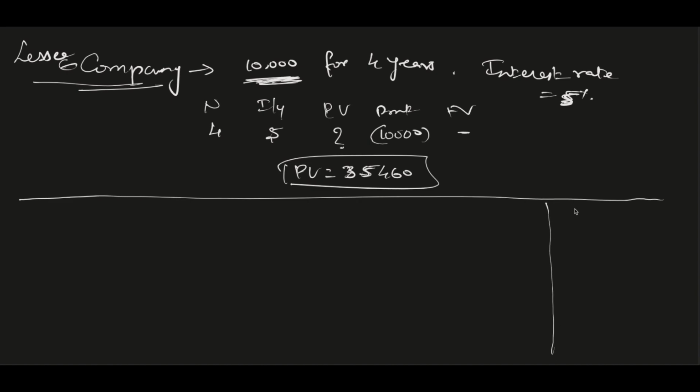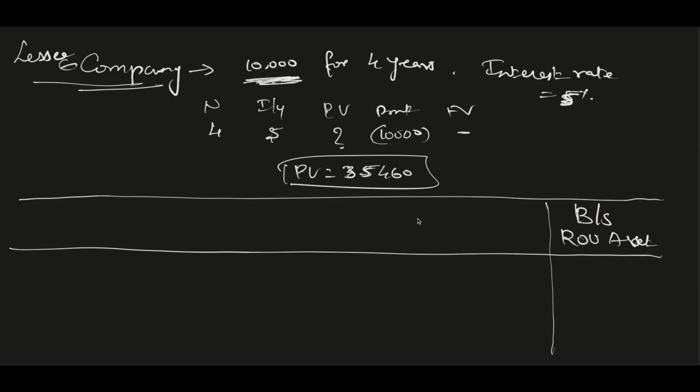So here, this is for the balance sheet. In the balance sheet, it will be shown as right of use asset, and this is for liability. Now liability will be shown as 35,460, and so the right of use asset is also 35,460.